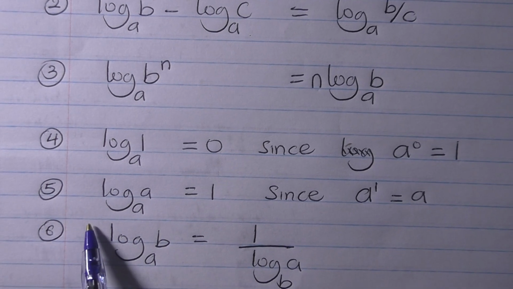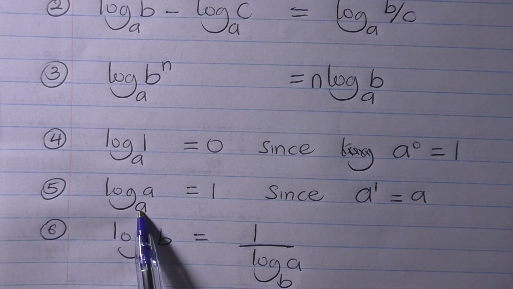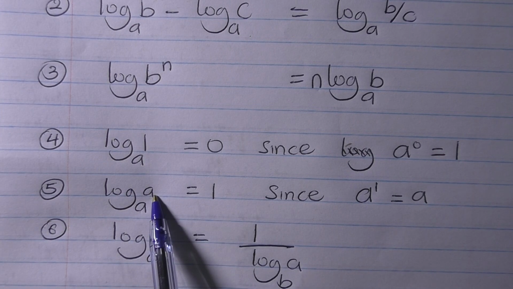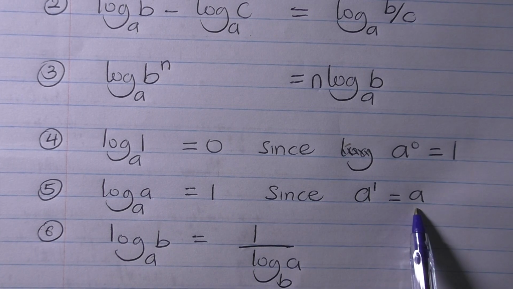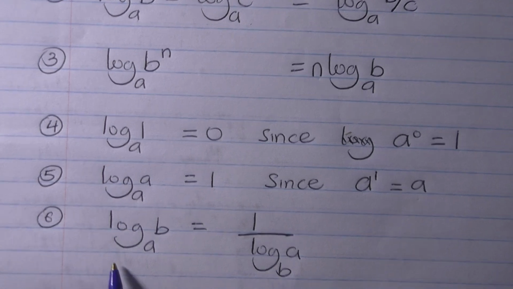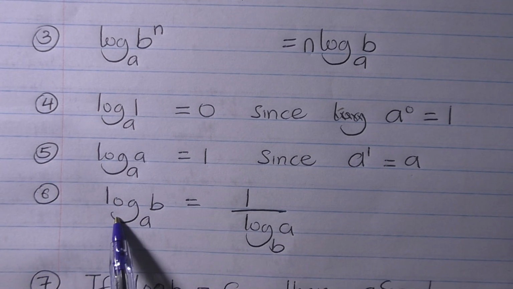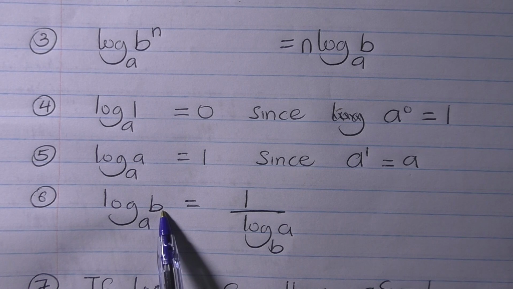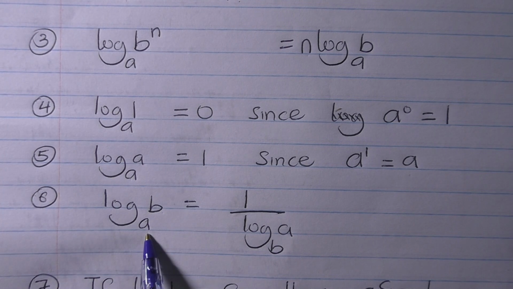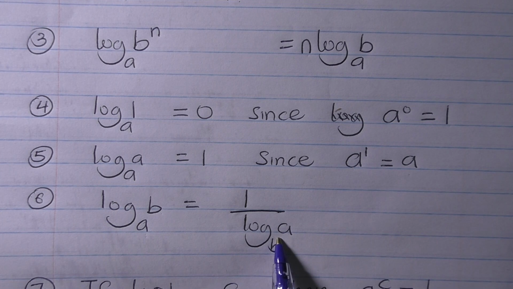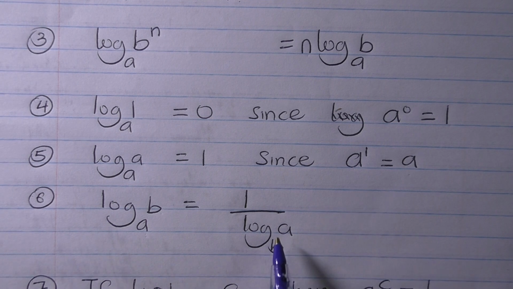And number 5 says that if the base is the same as the power, then that logarithm equals 1, since a power 1 equals a. Number 6 says, if we have log_a(b) and we want to interchange such that a becomes the power and b becomes the base, then we shall take the reciprocal of that logarithm, and then the power becomes the base and the base becomes the power.